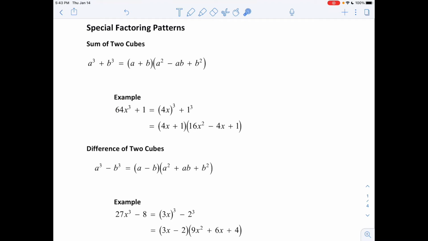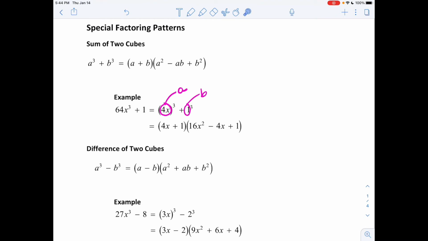So we will rewrite 64 as 4 cubed. X cubed will become an x on the inside and a cubed on the outside. The cubed on the outside means take this cube and multiply 4x by itself 3 times. Finally, 1 cubed would be our second term. So our a term is 4x, this is our a value, and 1 is our b value.